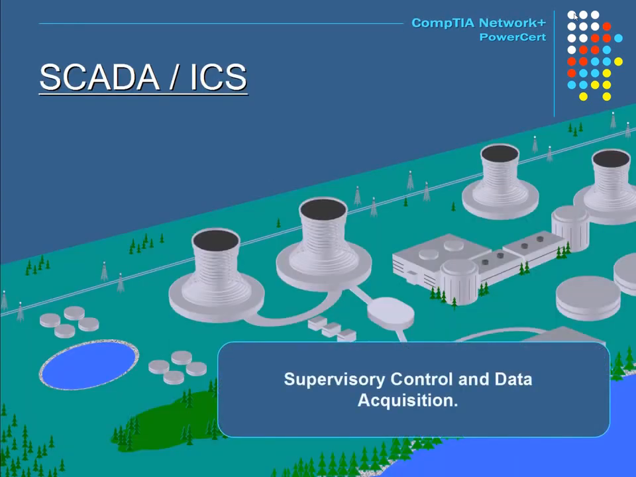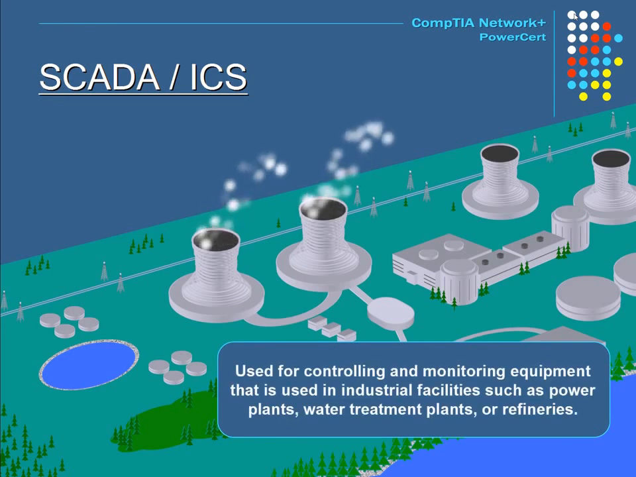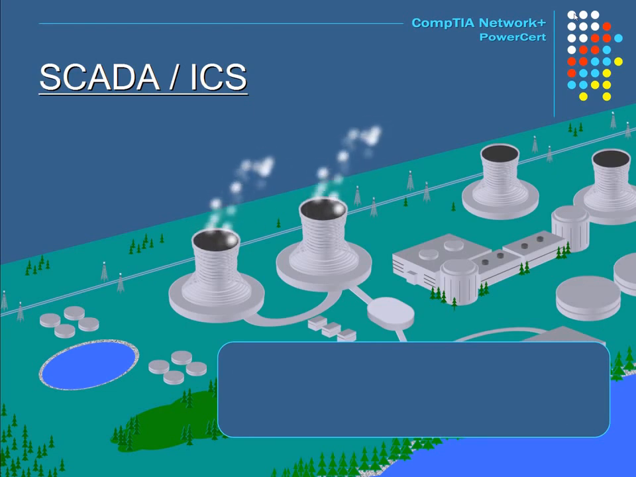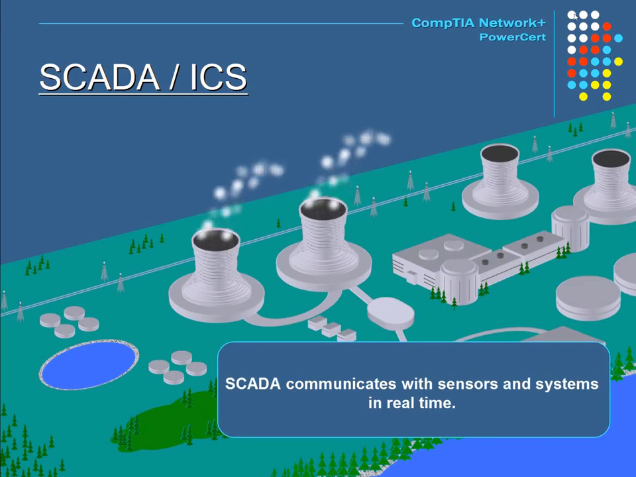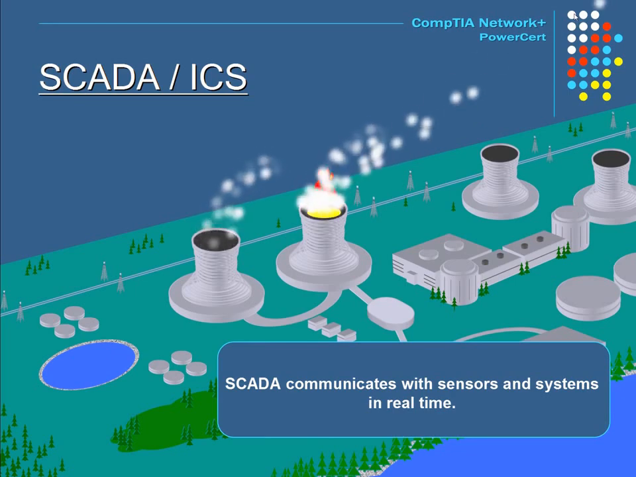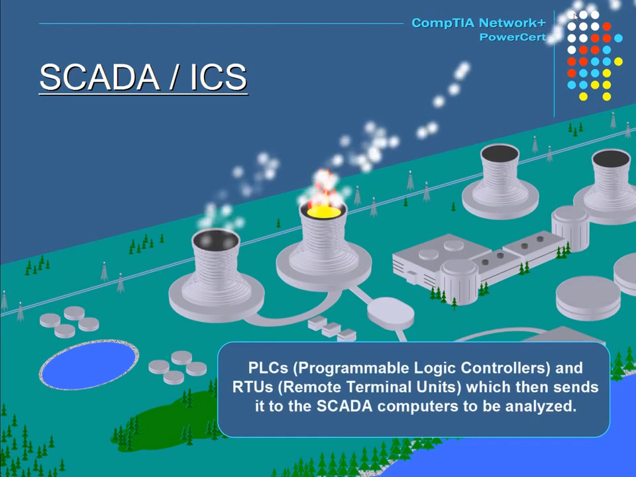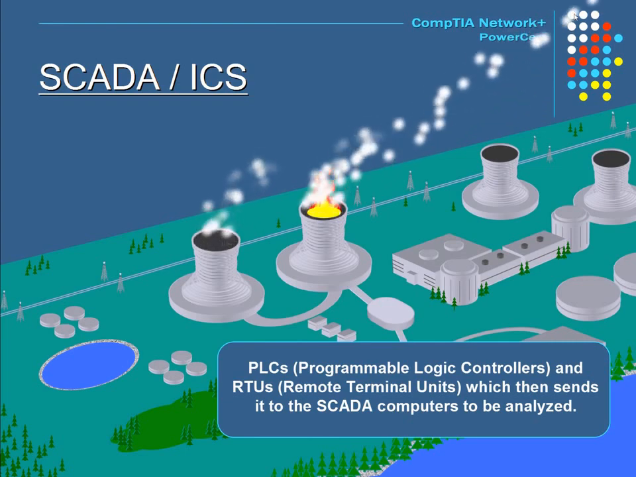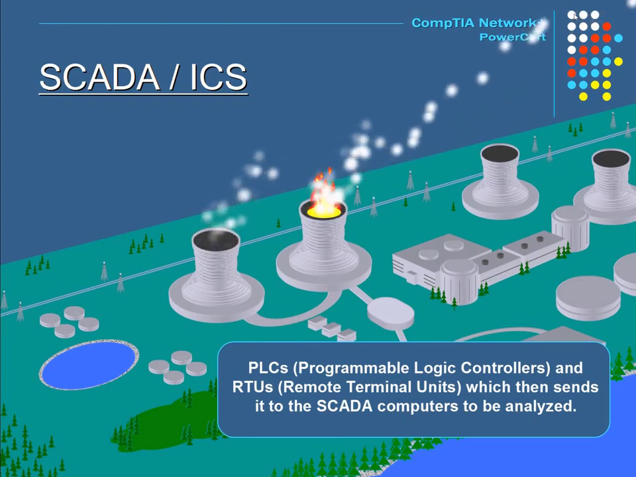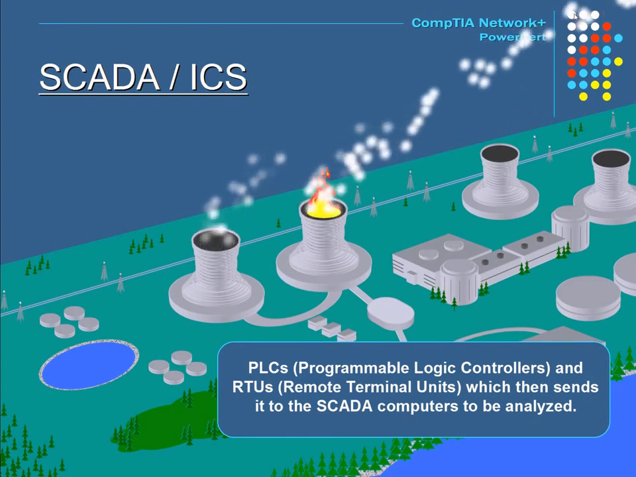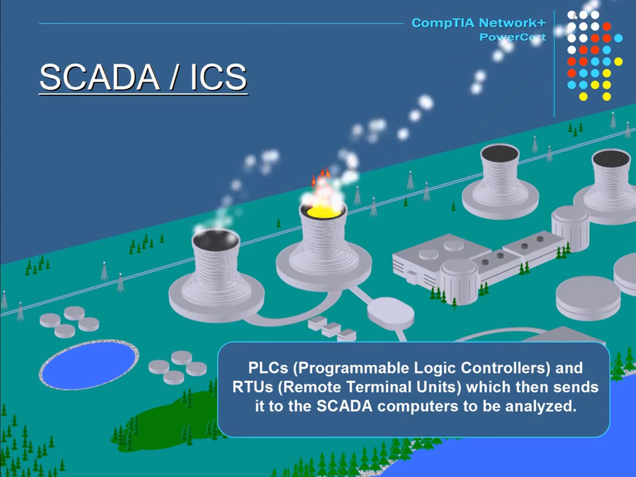SCADA stands for Supervisory Control and Data Acquisition. And this is software that is used for controlling and monitoring equipment that is used in industrial facilities such as power plants, water treatment plants, or refineries. SCADA communicates with sensors and systems in real time that are out in these industrial facilities, and those sensors and systems send back information to PLCs, or programmable logic controllers, and RTUs, or remote terminal units, which then sends it to the SCADA computers to be analyzed.